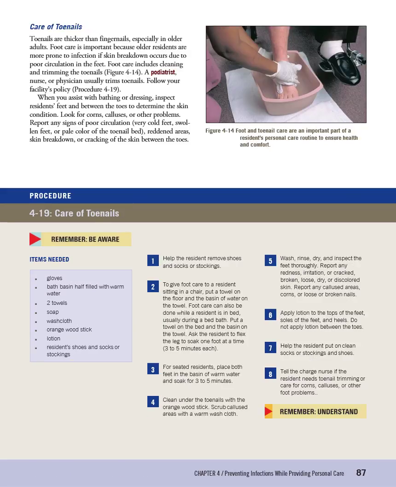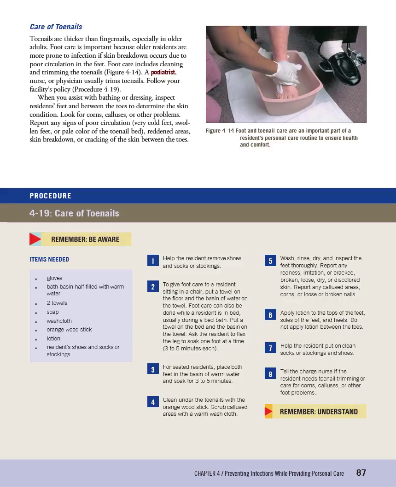Care of toenails. Toenails are thicker than fingernails, especially in older adults. Foot care is important because older residents are more prone to infection if skin breakdown occurs due to poor circulation in the feet. Foot care includes cleaning and trimming the toenails. A podiatrist, nurse, or physician usually trims toenails.